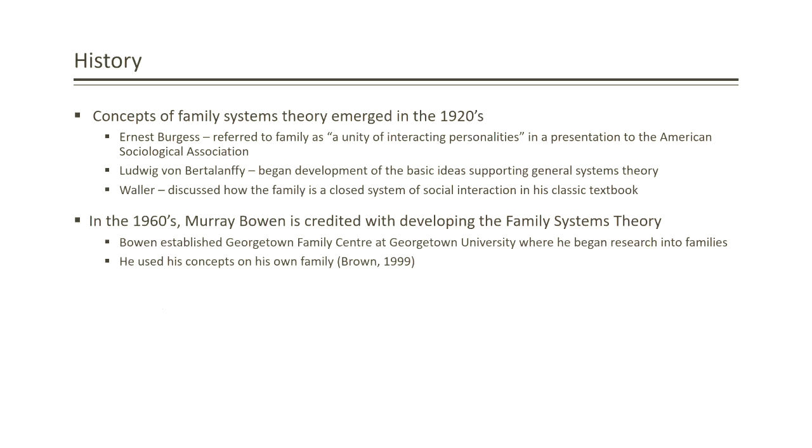Now, prior to this, even though he was given credit with developing the theory, the concepts of family systems theory actually emerged in the 1920s. Ernest Burgess referred to family as a unity of interacting personalities in a presentation to the American Sociological Association. Ludwig von Bertalanffy began development of the basic ideas supporting general systems theory, and Waller discussed how the family is a closed system of social interaction in his classic textbook. So even before the theory was officially developed by Mr. Bowen, these concepts were already emerging.